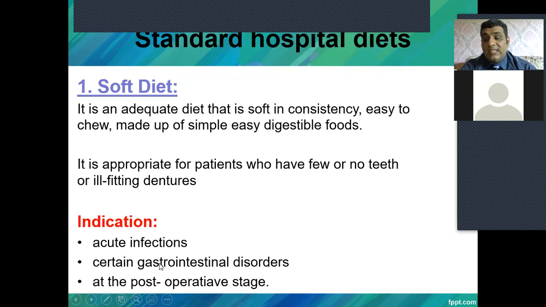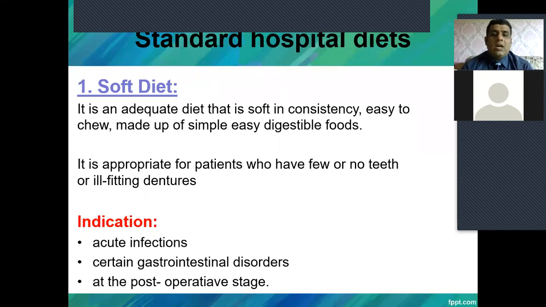Certain gastrointestinal disorders, like bowel diseases, sometimes diarrhea, even sometimes constipation, we can ask the patient to take a soft diet. It means their digestive system is not working properly. If the digestive system is not working properly, then we need to explain to the patient which kind of diet they can take, so they can take a soft diet.